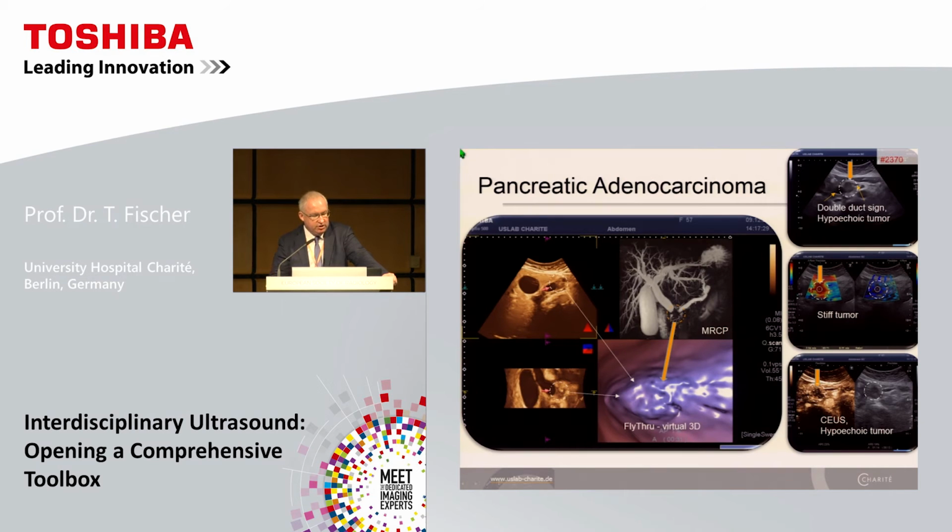This is our explanation. This is an example of MR, where we see this typical double duct sign. This is the reconstruction of the same tumor, looking from the major duct into the tumor, 3-dimensionally reconstructed, hypoechoic on B-mode scan, really high stiffness in the shear wave elastography, and typically hypoechoic on contrast-enhanced ultrasound. You can make the decision: this must be an adenocarcinoma.